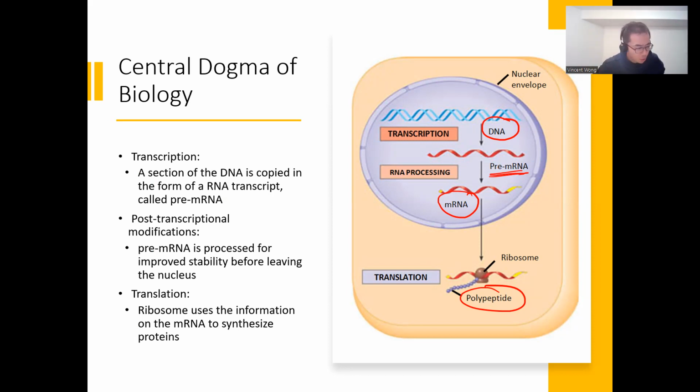It turns out when we copy the DNA, the thing that we get is not quite ready yet. We can't take that out of the nucleus just yet. So it's called a pre-mRNA, and we have to edit the pre-mRNA. We have to modify the pre-mRNA before it is ready. So there's just an extra step, and we'll learn what that extra step is in a bit.